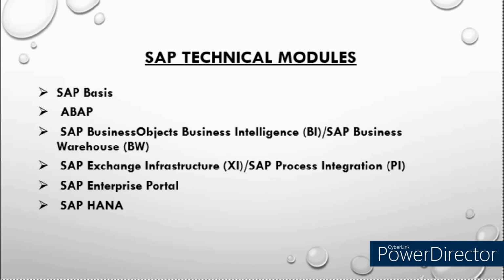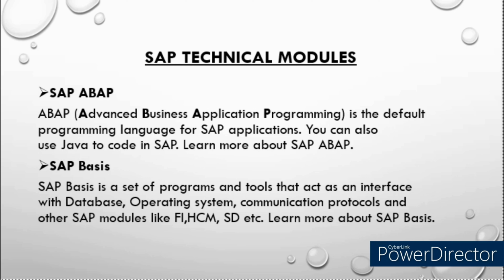And when we go to the technical part, there are two different modules that we categorize as technical modules. First is SAP ABAP, that we are going to take as a course, and the second is SAP Basis. Let me tell you one by one. ABAP is a language. It's actually a programming language. Programmers can easily understand. Advanced Business Application Programming Language is the default programming language for SAP application. You can also use Java to code in SAP.